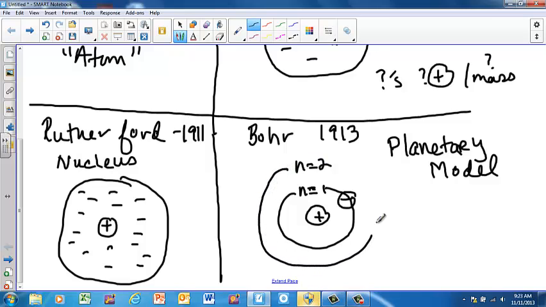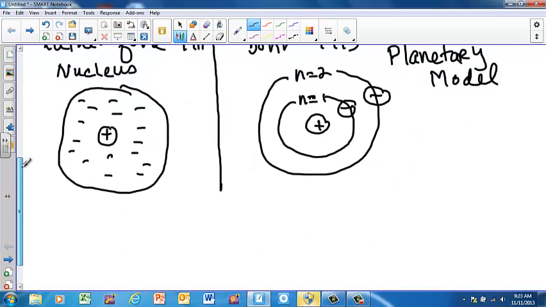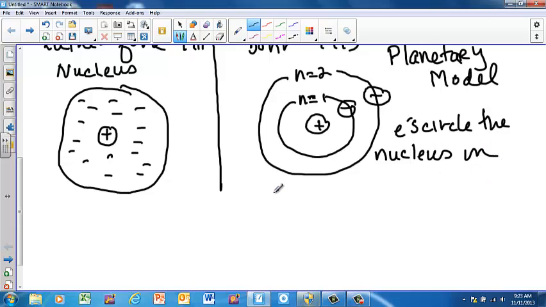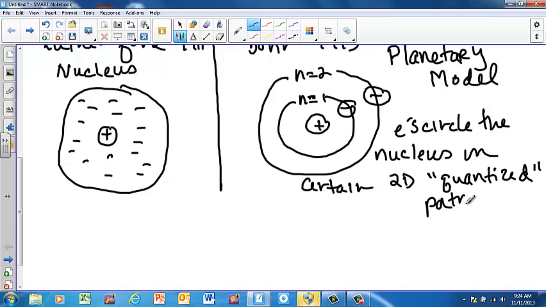Okay, so remember we had the first main energy level, the second main energy level, and they were these, let me lower this down just a little bit, okay. The planetary model essentially stated that electrons circle the nucleus in certain, we're going to say 2D, quantized paths.